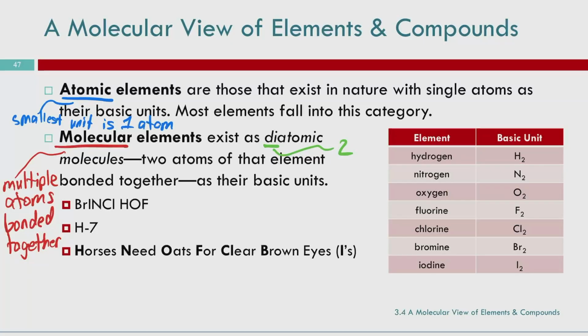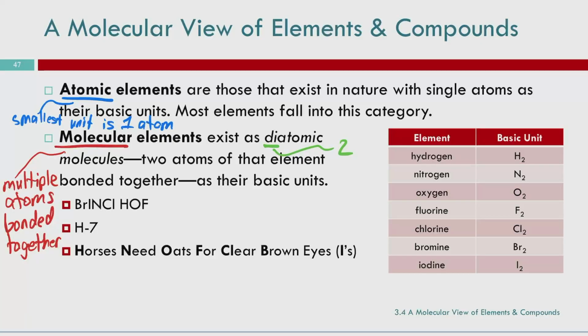So we've got a bunch of diatomic elements. These exist as two atoms bonded together, and they're labeled here on this table: hydrogen, nitrogen, oxygen, fluorine, chlorine, bromine, iodine. There's multiple mnemonics, multiple devices that you can use to remember those. One of those is Brinkelhoff. Brinkelhoff: bromine, iodine, nitrogen, chlorine, hydrogen, oxygen, fluorine.